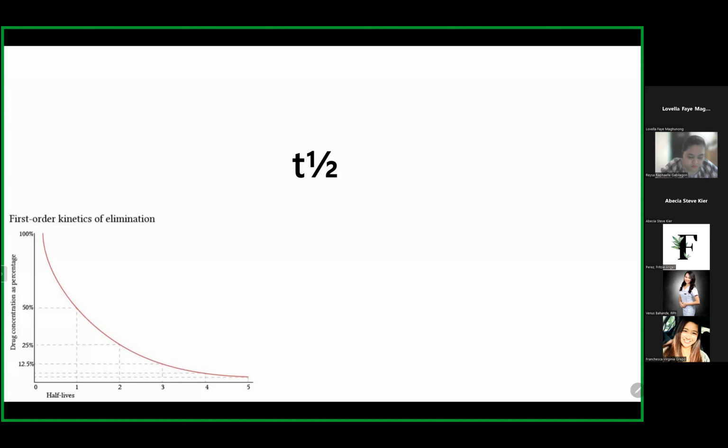Assuming it would be an IV drug, from 100% down to 50% in its first half-life phase, and down to 25 and 12.5 and so on. There are 5 phases of half-lives, which I will discuss next with the other terms.